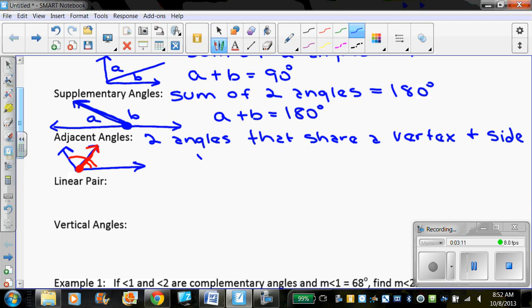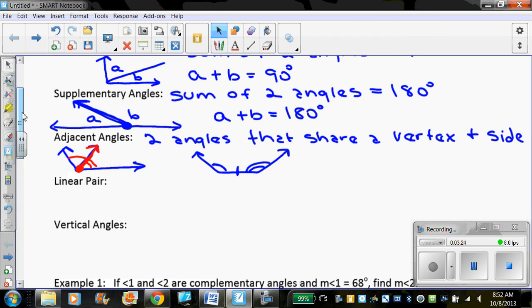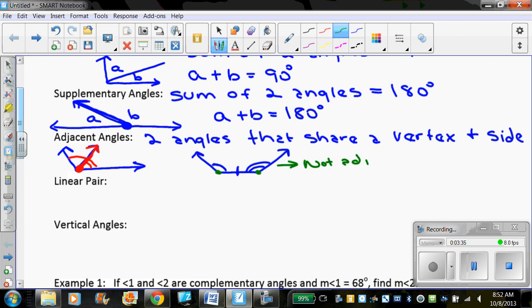Here's an example of a non-adjacent angle that some people sometimes get confused by, like this right here. If you look at it, here you have an angle and here you have an angle. They are in fact sharing this side right here, but they are not sharing the vertex. There's a vertex here and a vertex here. So this is an example of angles that are not adjacent. Adjacent angles share a vertex and a side by definition.